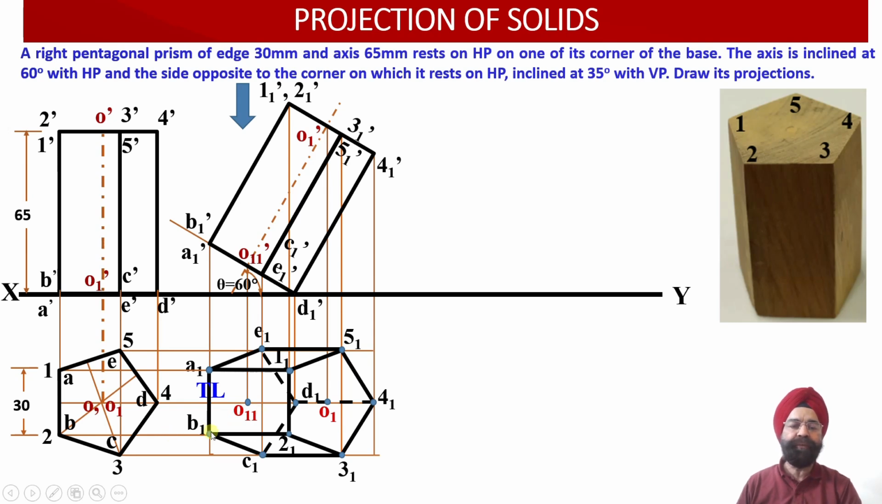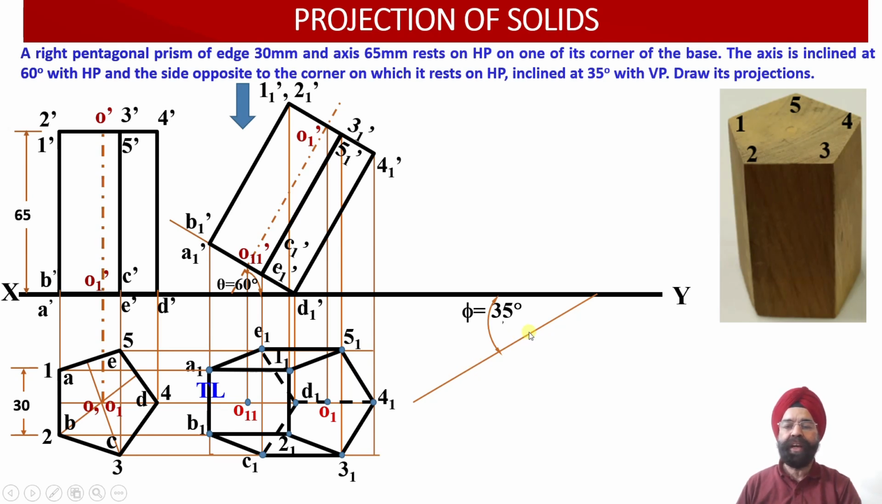Now we have been provided with the information that this edge A1, B1 is further inclined with respect to the vertical plane at an angle of 35 degrees. This angle of inclination we have marked as phi. Phi is the angle of inclination of the true length, and we have the true length available because A1, B1 is an edge opposite to the corner onto which the pentagonal prism is resting on the ground. So on this orientation line, which is drawn at an angle of phi equal to 35 degrees, our edge A1, B1 will be lying over here.